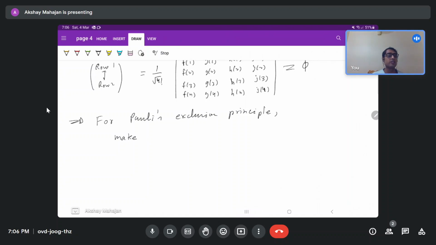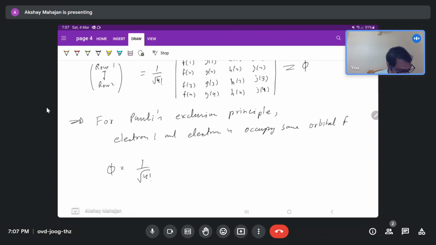Now, Pauli's exclusion principle says that electrons can occupy just one of the spin orbitals. So for Pauli's principle, let's say electron 1 and electron 4 occupy the same orbital f. So in that case our phi will become 1 by 4 factorial.